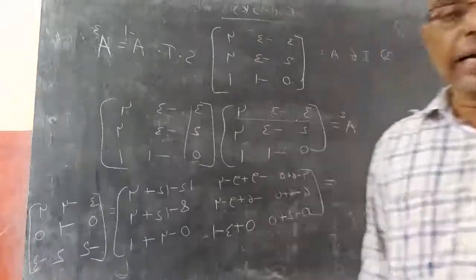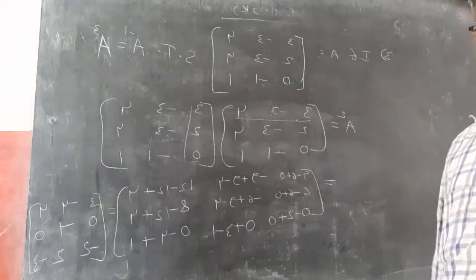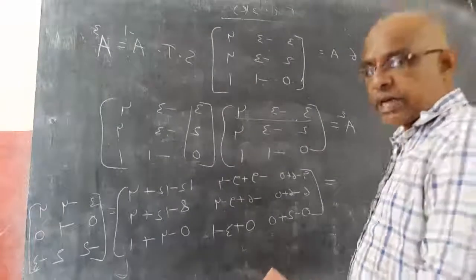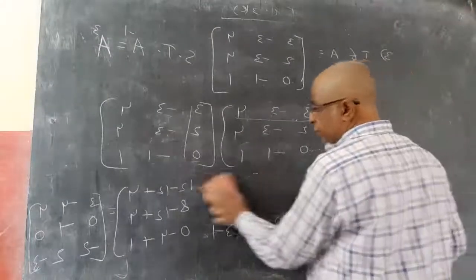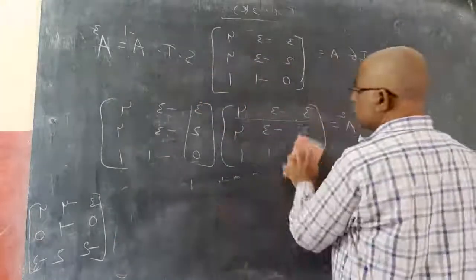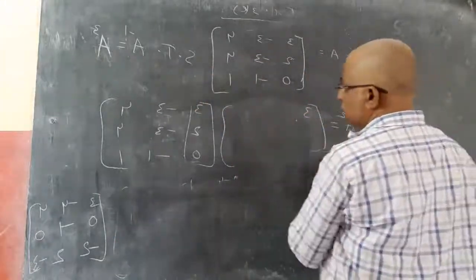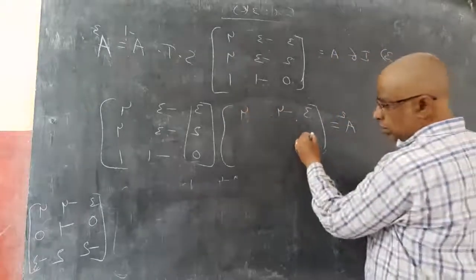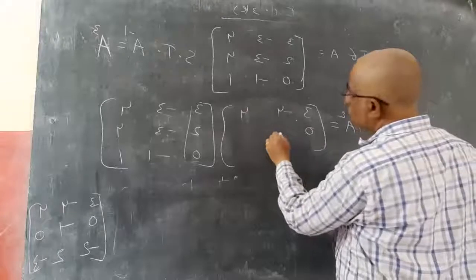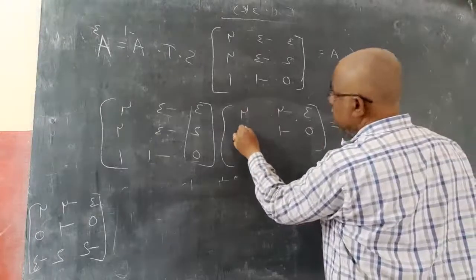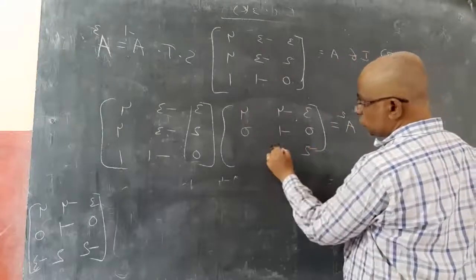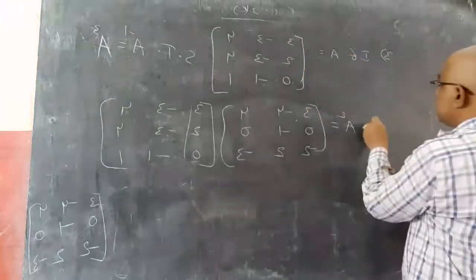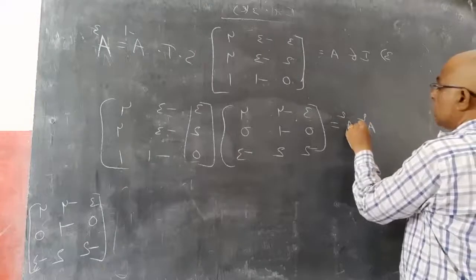Then we need to find A power 4. So I got A square. Then A square into A square gives me A power 4. So what is A square I got? 3 minus 4 4, 0 minus 1 0, minus 2 2 minus 3. This is A square. So A square into A square, if I do, I will get A power 4.